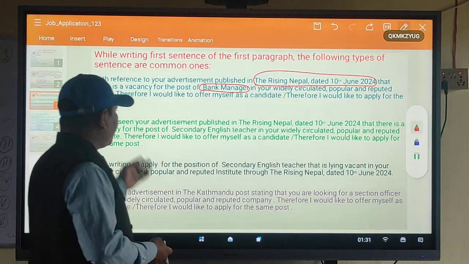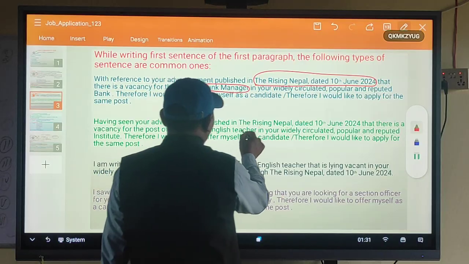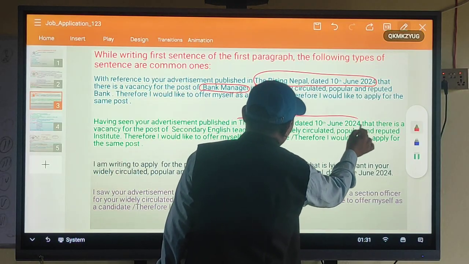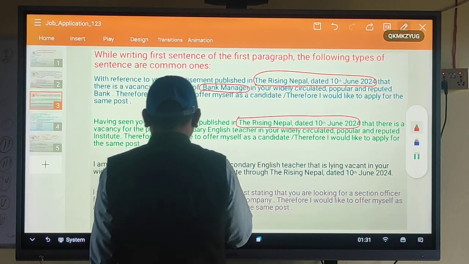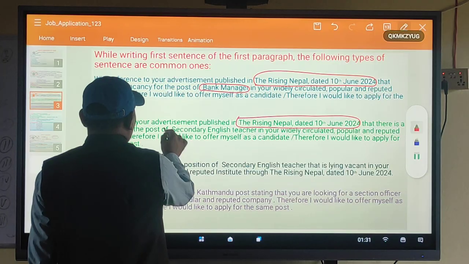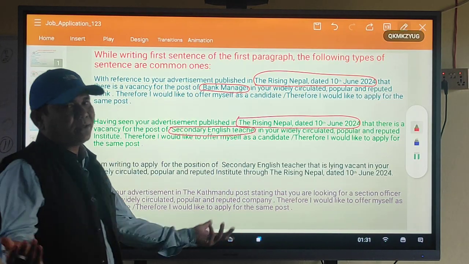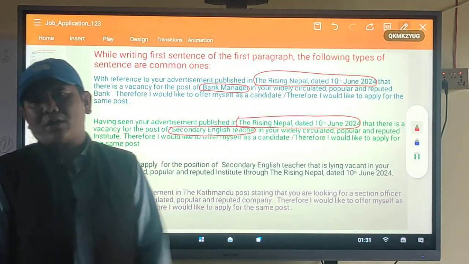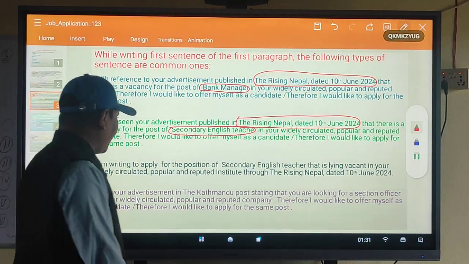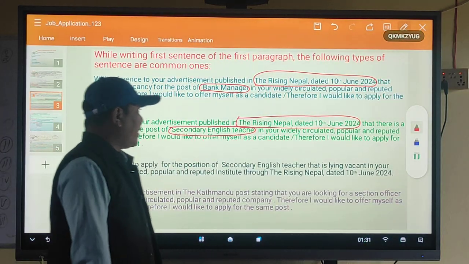Okay, in this second paragraph you can change this one, you can change this one, otherwise you can write as it is. You can copy as it is. Okay.